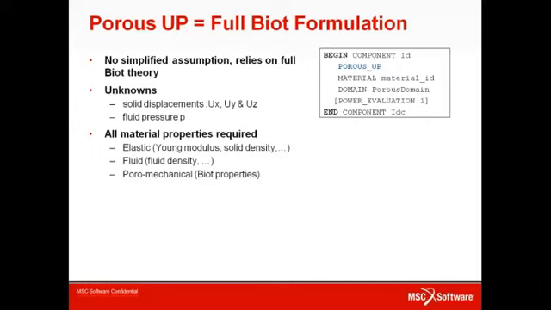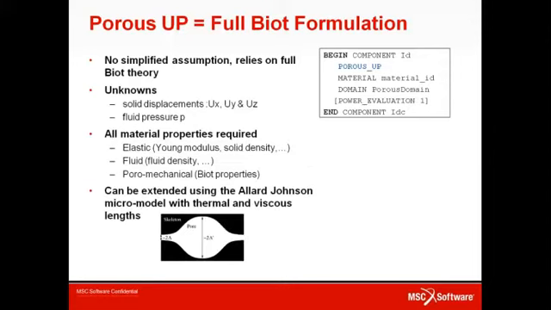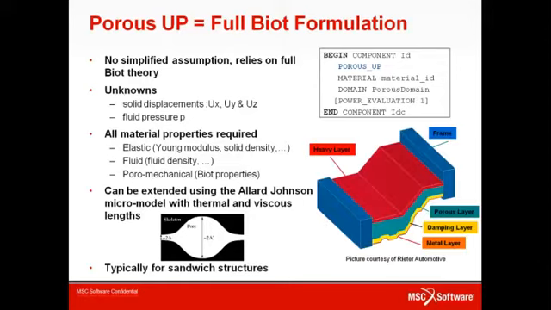The material properties required are the elastic properties for the skeleton, the acoustic properties for the fluid, and the Biot properties for the interactions between the solid and the fluid phases. The complexity of the model can be further extended using the Johnson-Champoux-Allard micromodel when the thermal and viscous lengths are available. This can be done to take into account the non-uniform dimensions of the pores compared to the fluid channels. The full UP model is usually required when there are important elastic deformations, typically when the porous medium is placed inside a multi-layer sandwich panel between a primary thin structure and a septum.